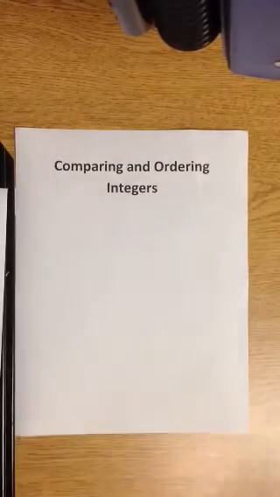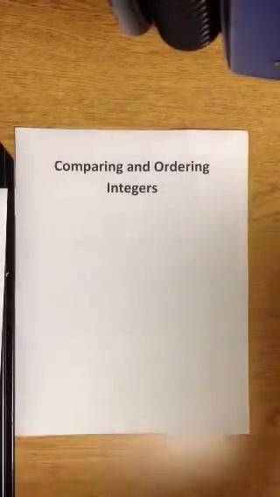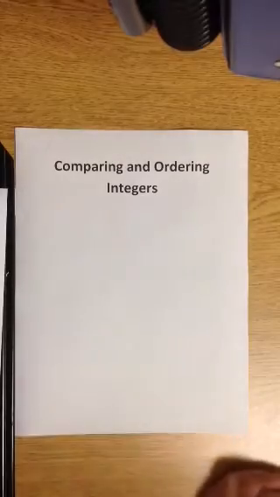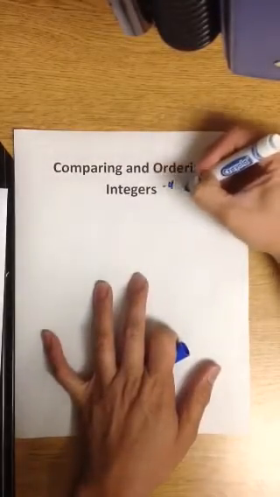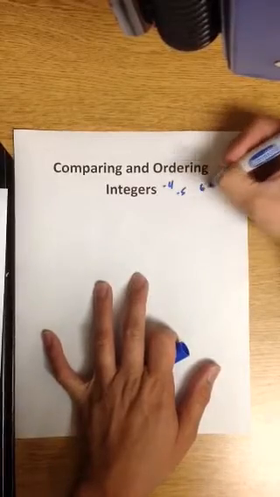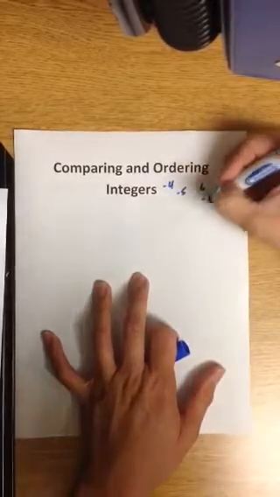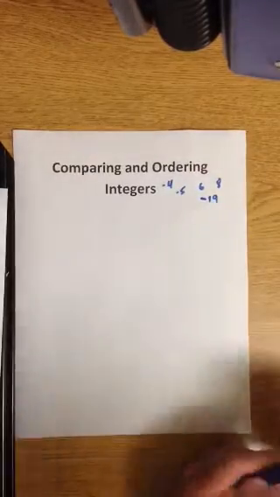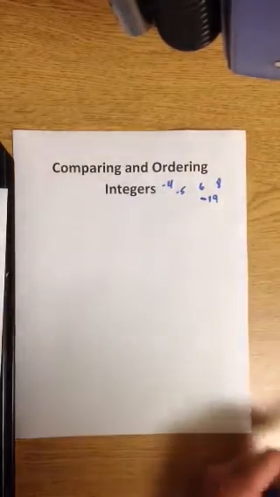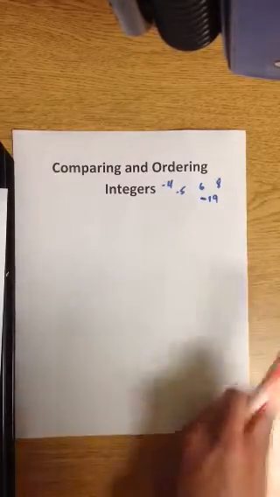Today we're going to talk about how to compare and order integers. Integers, again, are positive and negative whole numbers. For example, -4, -5, 6, 8, -19. Either positive or negative whole numbers, either one. Let's draw a number line.